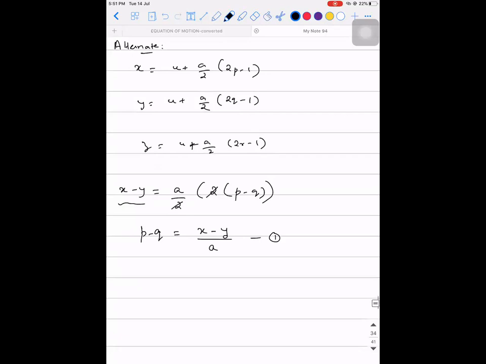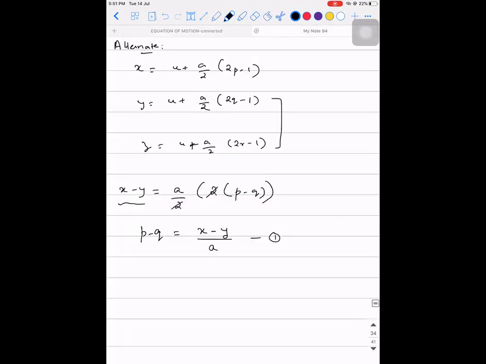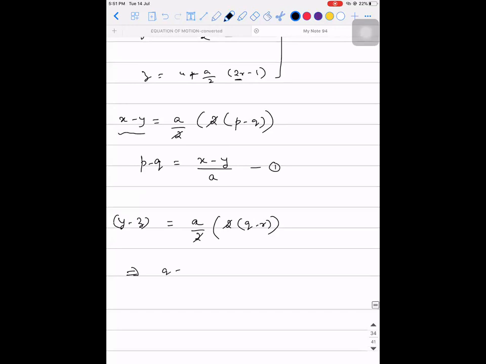Similarly, I take a cyclic process. So between q and r, what is the relation? You have q minus r. So what should I take? Use the logic and tell me. If I want q minus r, should I consider y minus z or z minus y? Y minus z. So if I take y minus z, I get a by 2 into q minus r, which implies q minus r will be equal to y minus z divided by a. Let this be equation number 1.